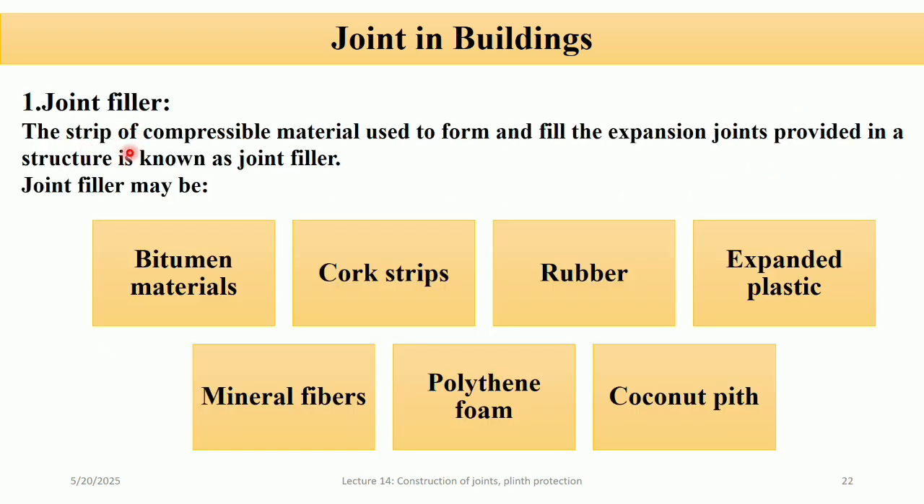Joint filler. The strip of a compressible material used to form and fill the expansion joints provided in a structure is known as joint filler. So joint filler may be bitumen material, cork strips, rubber, expanded plastic, mineral fibers, polythene foam, or coconut pith. We use this material to provide space.